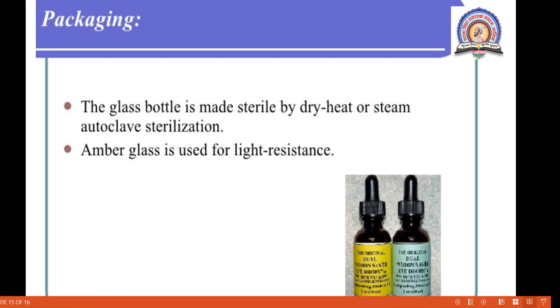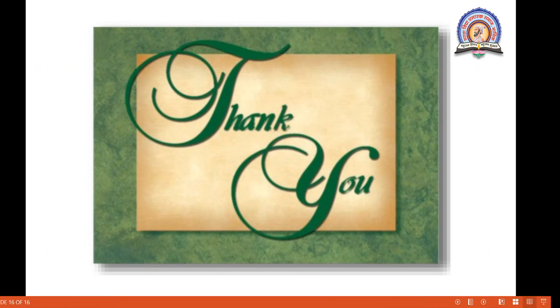Okay, so with this we complete the lecture. In this lecture we discussed eye drops and ear drops, how the preparation of eye drops is done, packaging, and sterility. This part we discussed in today's lecture. In the next lecture we will discuss what gels are.